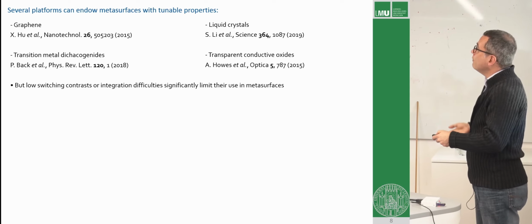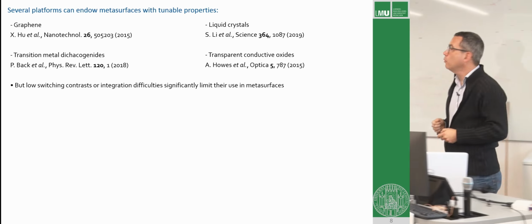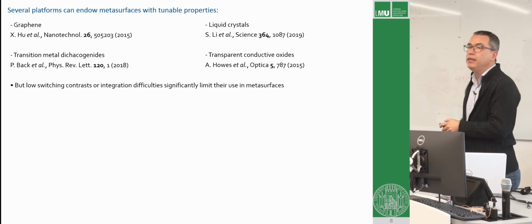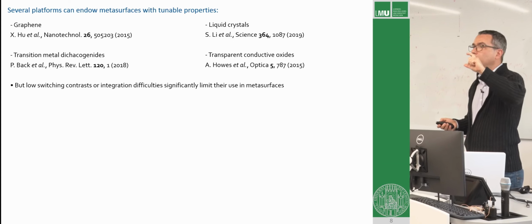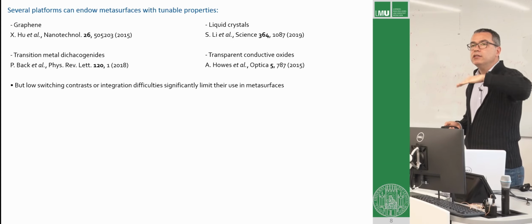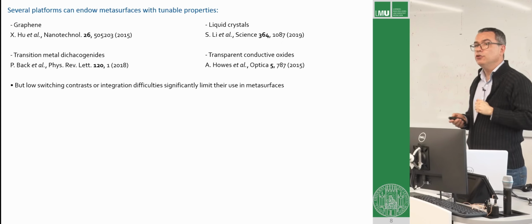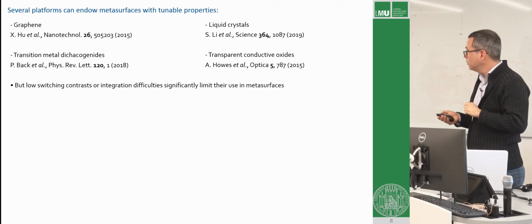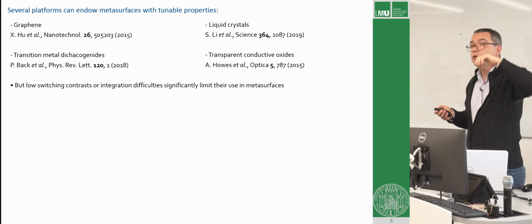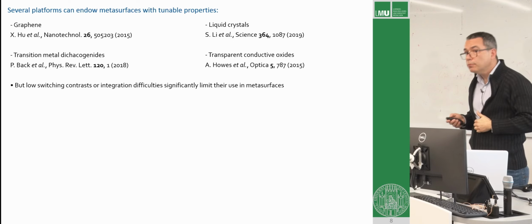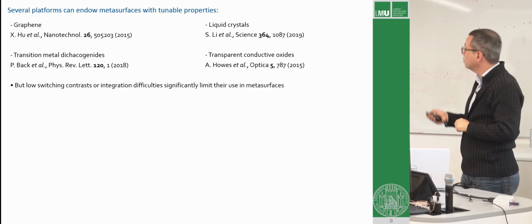there are also several platforms that can be used to endow metasurfaces with these tunable properties. For example, you can use graphene. You can put graphene upon a metasurface. We know that when we apply a voltage in graphene, we can change the Fermi level, right? And this means that depending on the wavelength that you're using to illuminate the sample, and the voltage that you apply to the graphene sheet, you can block or allow the absorption of light. So this means also that you're changing the response of the metasurface.